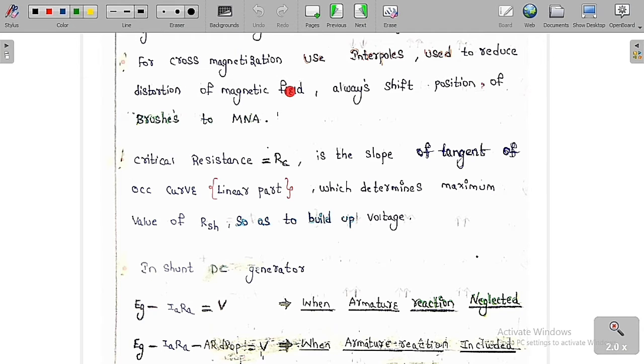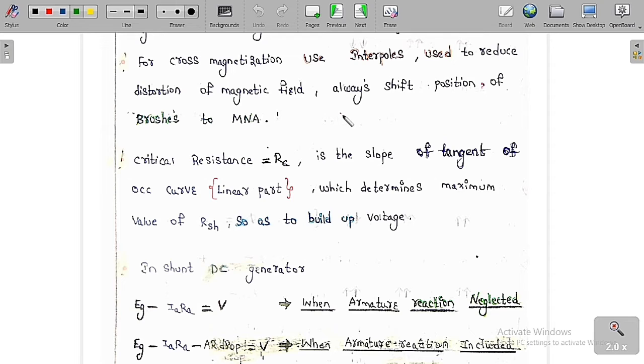So for cross magnetization, use interpoles. Interpoles are used to reduce the distortion of the magnetic field, which otherwise always shifts the position of the brushes from GNA to MNA. If you want to remove this cross magnetization, you have to use the interpoles. Basically, this cross magnetization is going to distort the magnetic field and is always going to shift the brushes from GNA to MNA. So I already told you this important point.